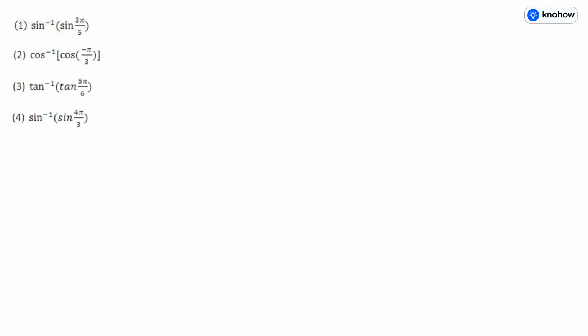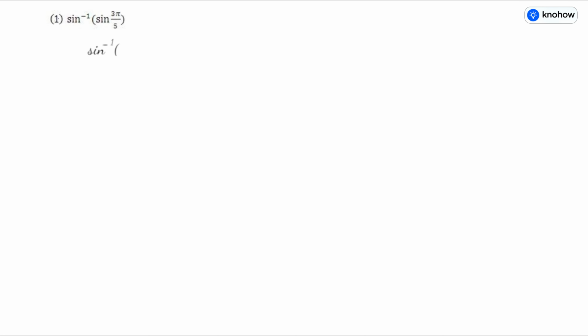See, it is a simple question. Sine inverse of sine theta is theta. You know the formula. Sine inverse of sine theta is theta. So do you think it should be 3 pi by 5? It could be, provided the angle lies in the principal value branch of sine inverse x.